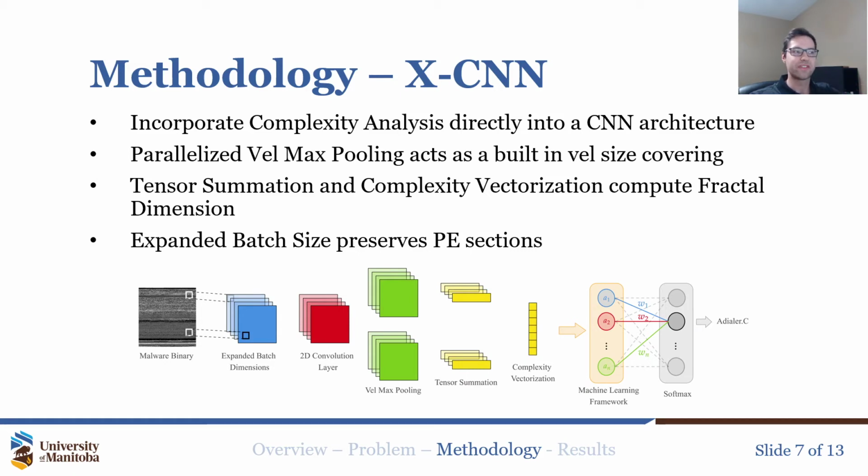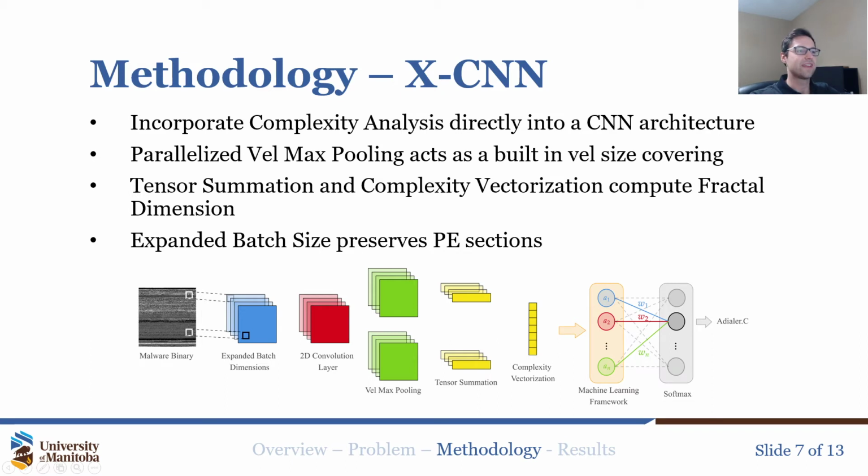And then we have 2 other sections: tensor summation and complexity vectorization. Tensor summation is just to say that the information we're interested in developing max pooling is the occurrence of a 1 versus a 0 in the malicious binary. So we need to sum it over a series of columns over certain axes. And then the complexity vectorization is just us actually performing the computation. Again, that's just the log-log plot built into the convolutional neural network. So we use that to compute the fractal dimension in the forward pass.